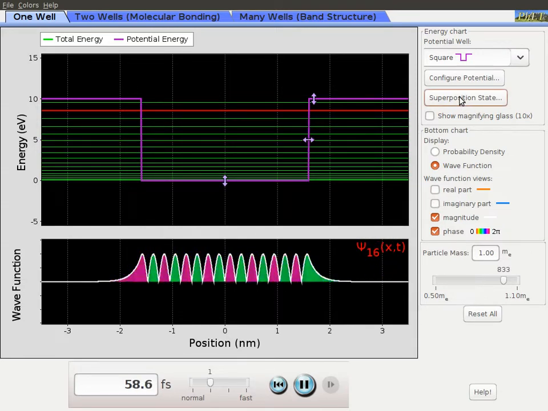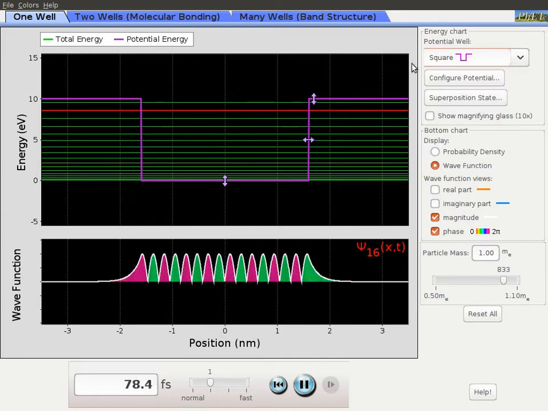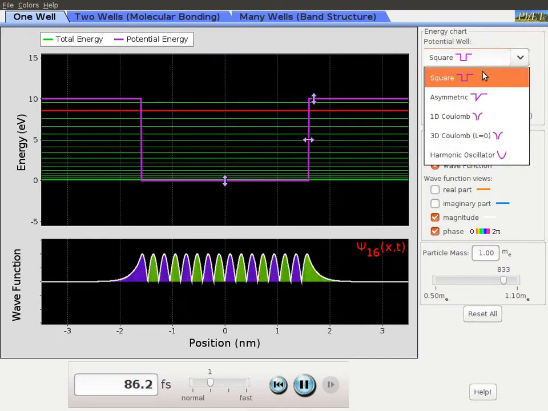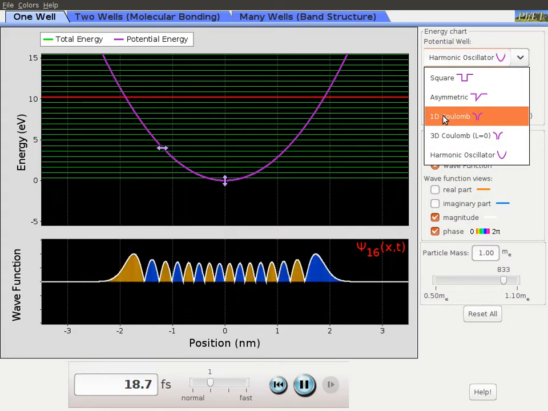Then we can also go in and change the particle mass. Notice that here it's doing it in terms of mass of the electron, and so that would be a nice value to use. And then we can actually choose different types of potentials. Don't worry about the 2 wells and many wells. We're not using that right now. But instead, we could, for instance, go into the harmonic oscillator and see what happens there. So the harmonic oscillator is going to be something that we study soon, and the 1D Coulomb and 3D Coulombs will be relevant for instance, hydrogen, which we'll also study soon.